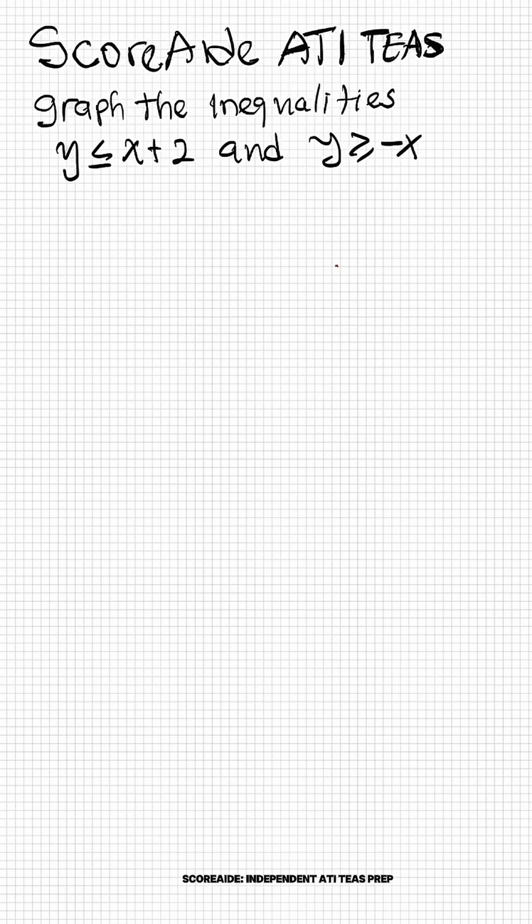Graph the inequalities y less than or equal to x plus 2 and y is greater than or equal to minus x. Now, the first thing is we're going to look for coordinates, the y and x values. When x is 0, in this first equation, you put x equal to 0, you're going to have y equal to 2. And if you put y equal to 0, you're going to have x equal to negative 2.